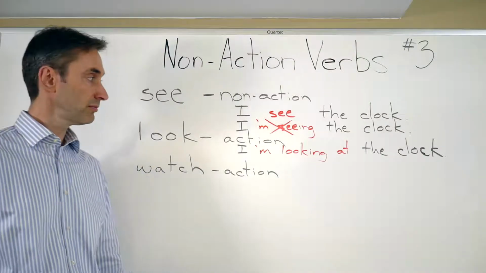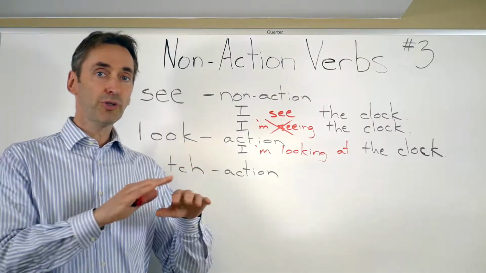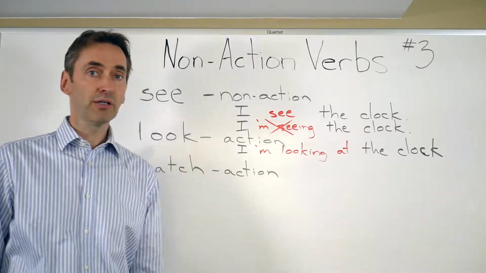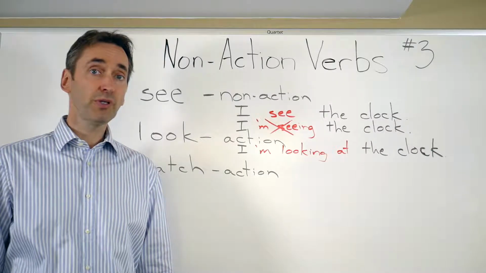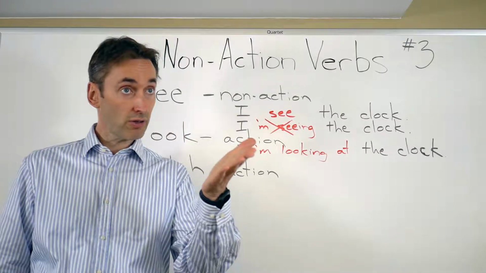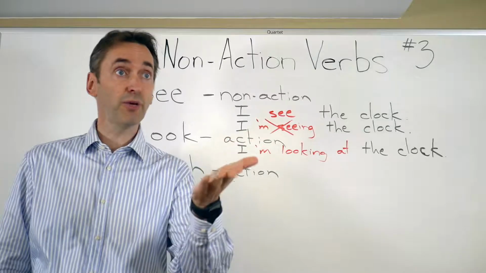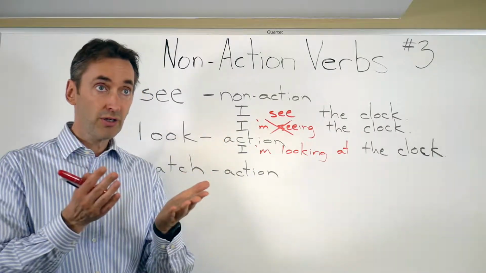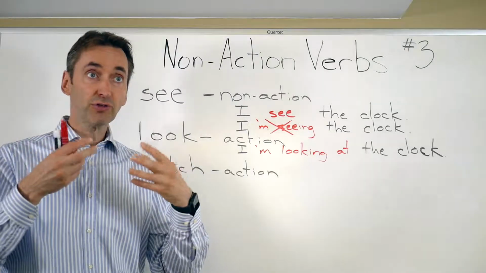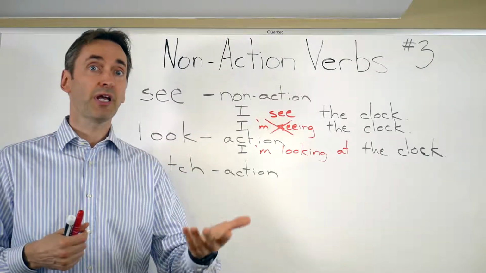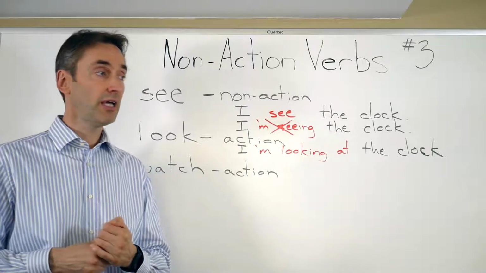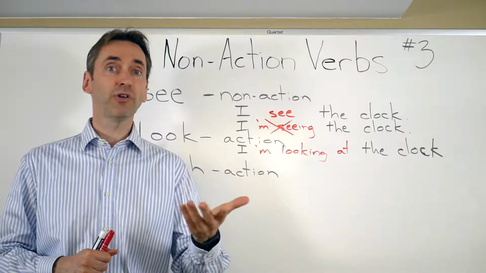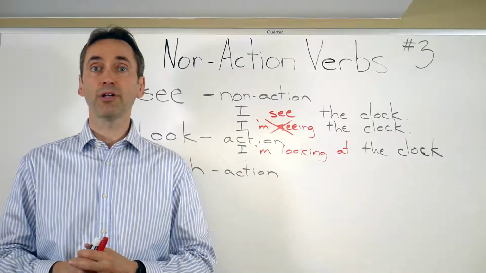Next one, look. Look is I'm concentrating to see something. So I'm looking at the clock. Perhaps I want to read the time. So if I look at the clock, I'm looking at the clock and I can read the time. It's 9:30. Because I concentrated, I'm using some effort to see something. This becomes an action verb. And we say I'm looking at the clock. And I can read the time. I'm looking at the clock and it's 9:30.